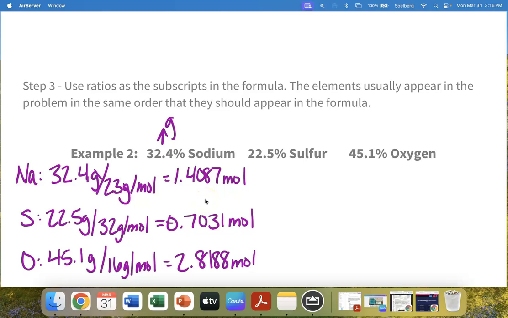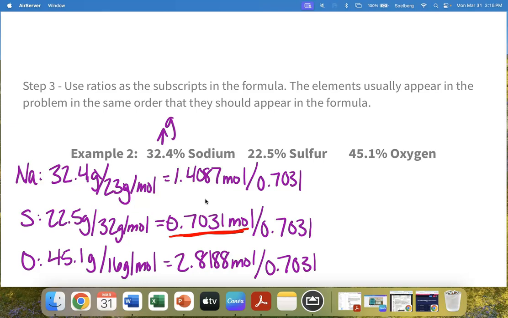Well, my smallest one is this one right here. Okay, that's my smallest number, so that's what I'm going to divide them all by. So I'm going to divide this one by 0.7031, 0.7031, 0.7031. When I do that, I know that this number divided by itself is going to give me 1.